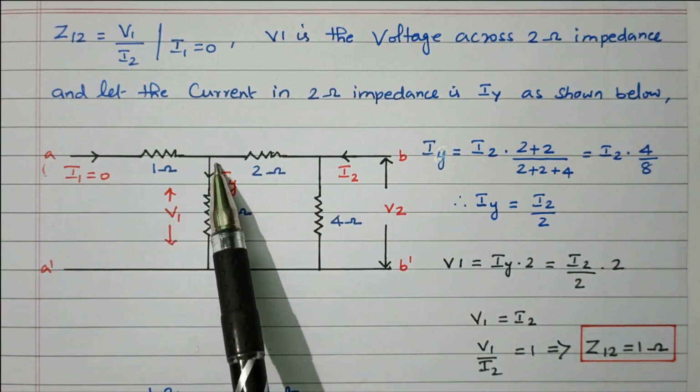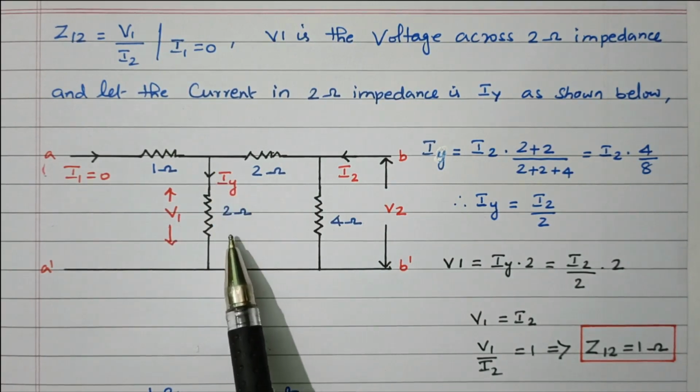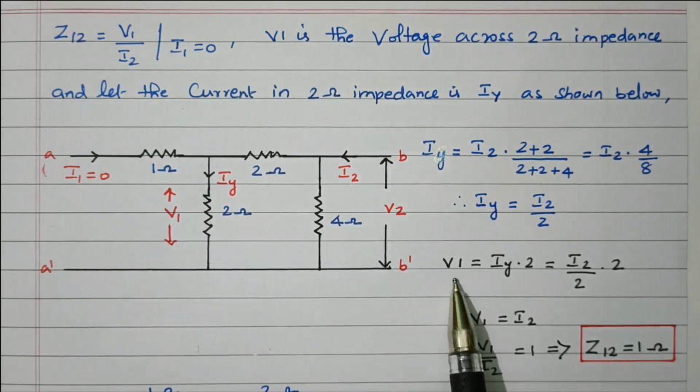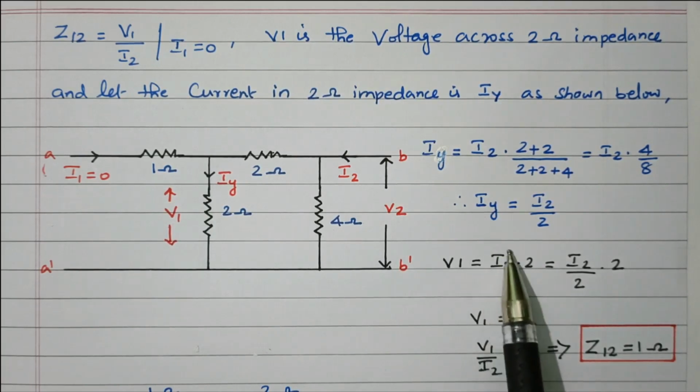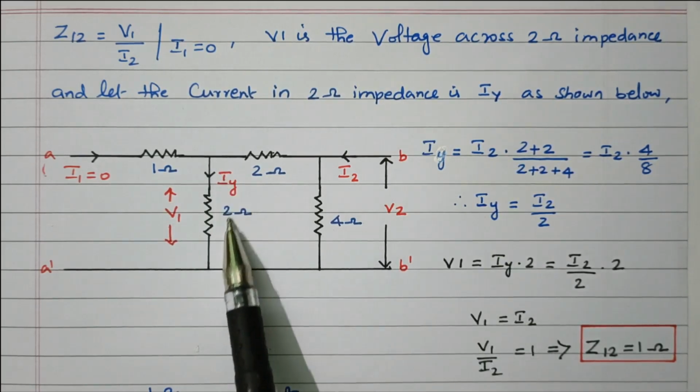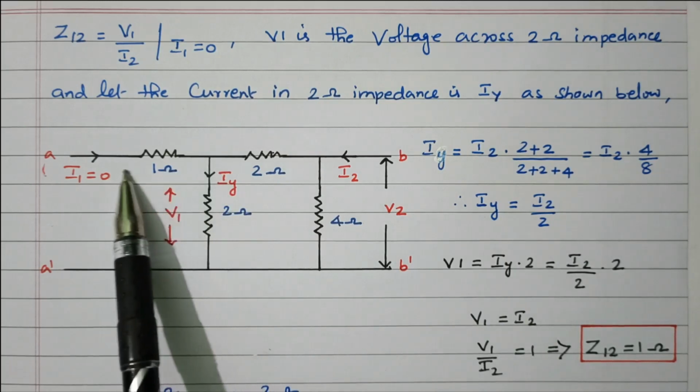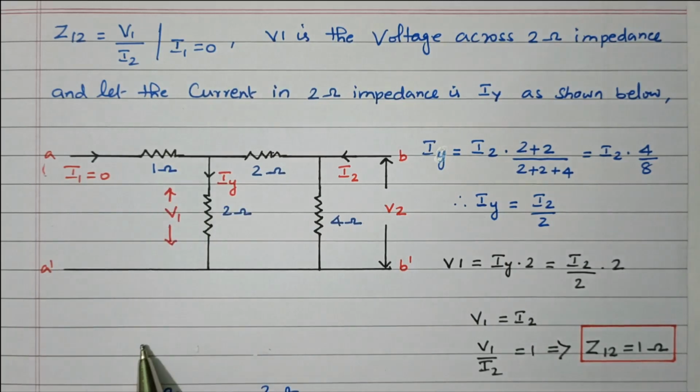I_Y is the current flowing through this 2 ohm resistor, so V1 equals I_Y into 2. Now we need to find I_Y, the current flowing through this 2 ohm resistor. Current will not flow through this 1 ohm resistor because of the open circuit.